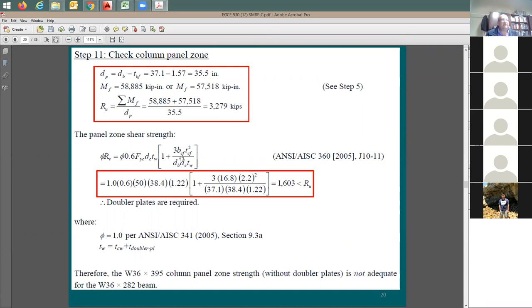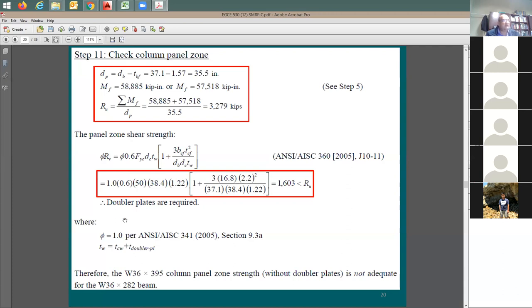Now look at the strengths given from this equation. This tw for now is going to be the column web thickness only. Now, if you like to have more thickness, it means that you need a doubler plate. What happened, we tried first, this tw is of the column. We tried, and the strength is going to be 1600 kips only compared to this 3200. So we really need a doubler plate.